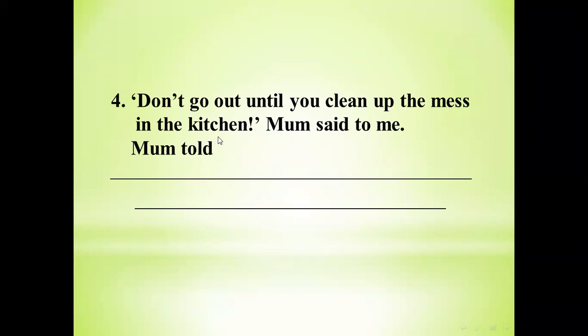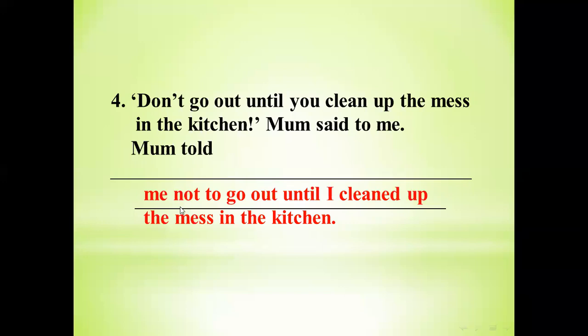Listen Mustafa. If you have a verb at the beginning of the sentence like go out or don't go, this is an order, a command. Right? Here it says don't go, so there is a command. If you have a command sentence, you have two options. If the command is affirmative, say to go. If it is negative like don't go, change it to not to go. So mom said to me, mom told me not to go out until I cleaned up the mess in the kitchen. Okay.